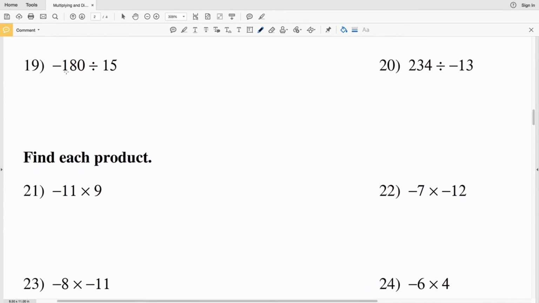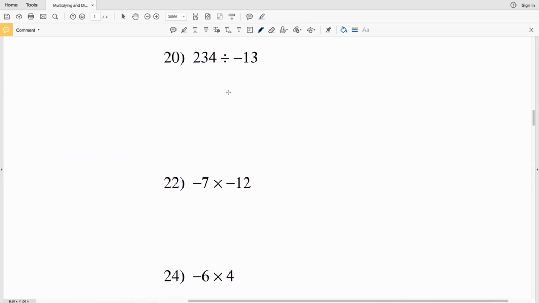19, we have a negative divided by a positive. So again, our answer is going to be negative. 15 goes into 180 12 times. So negative 180 divided by 15. If you want to see that in a long division, I'll go ahead and type 180 divided by 15. 15 goes into 1 0 times. 15 goes into 18 once. So that's 15. 18 minus 15 is going to be 3. Bring down the 0. 15 goes into 30 twice.